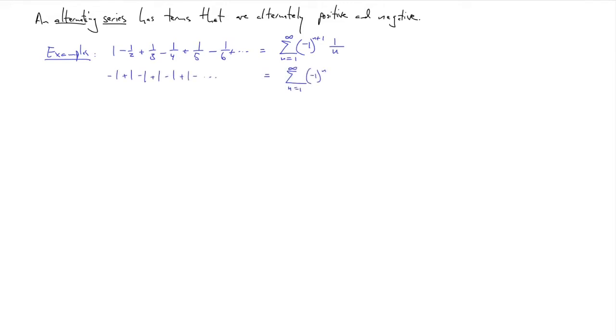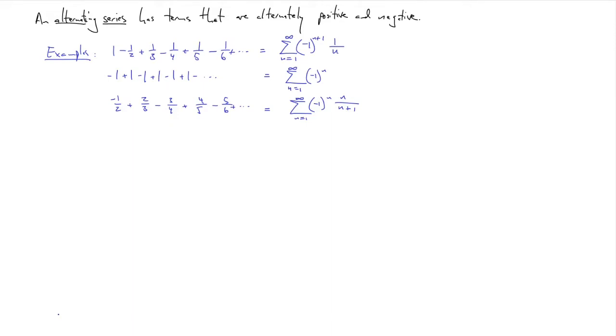Another fine alternating series, -1 plus 1 minus 1 plus 1 minus 1, etc., which is just the sum n equals 1 to infinity of (-1)^n. And one more, -1/2 plus 2/3 minus 3/4 plus 4/5, and on and on and on forever. And here we have it in its summation notation, another alternating series.